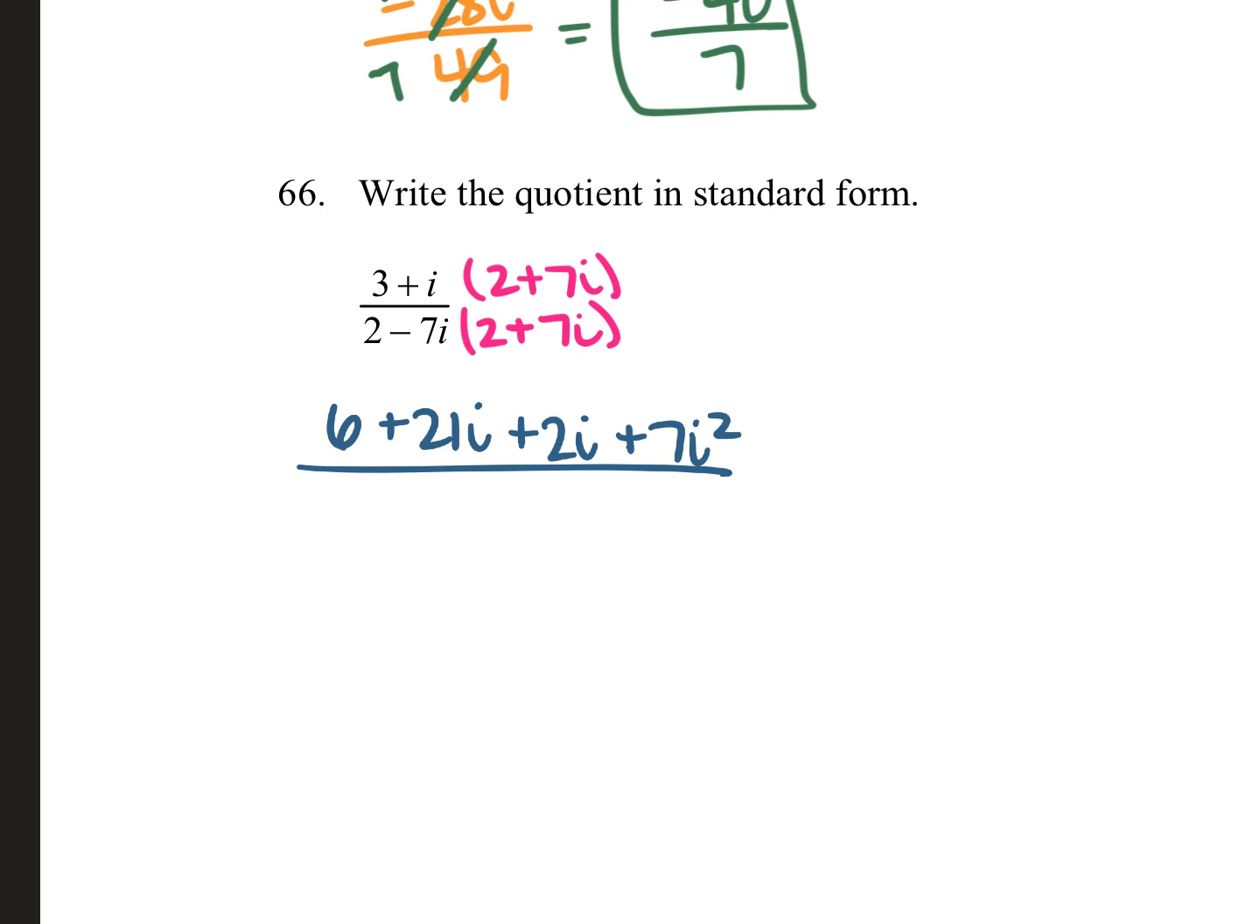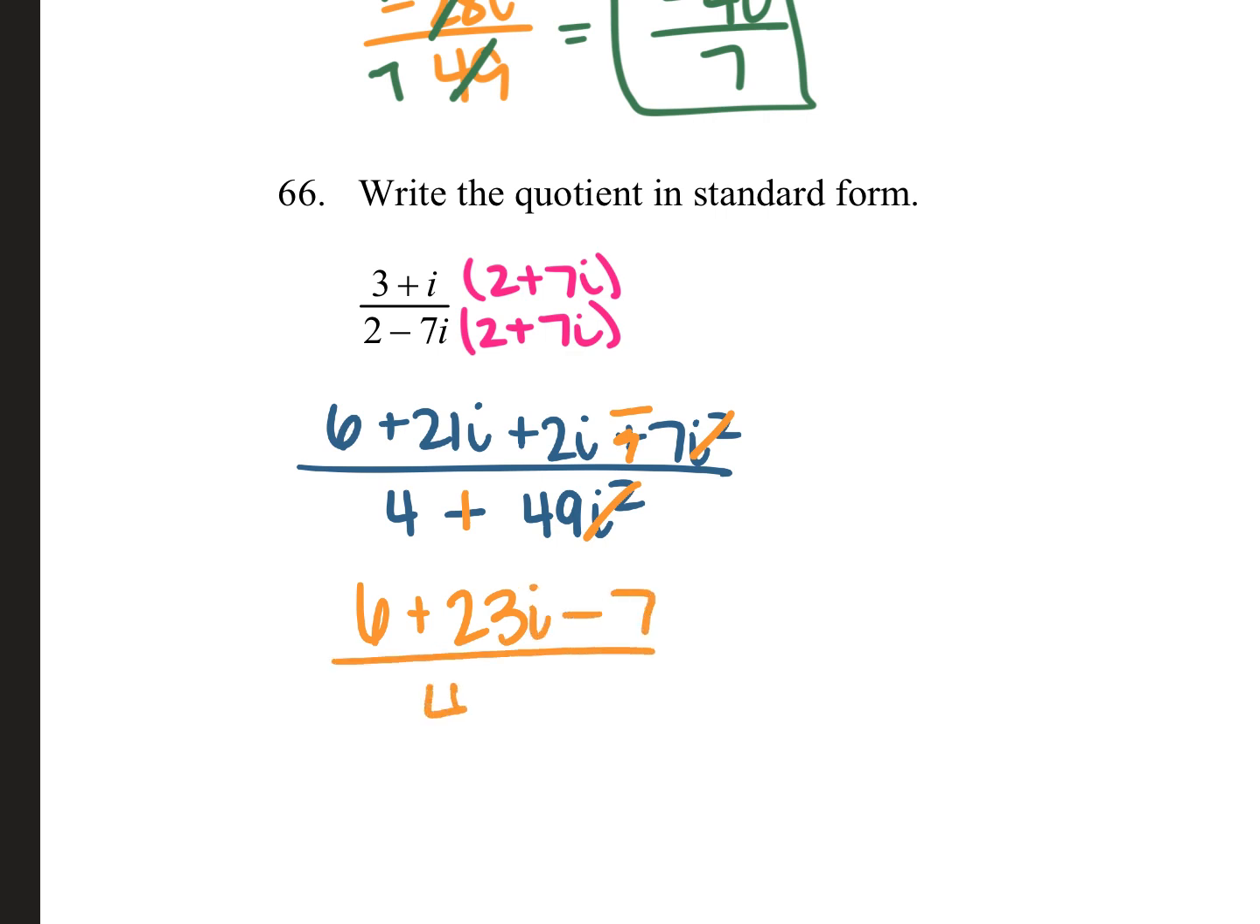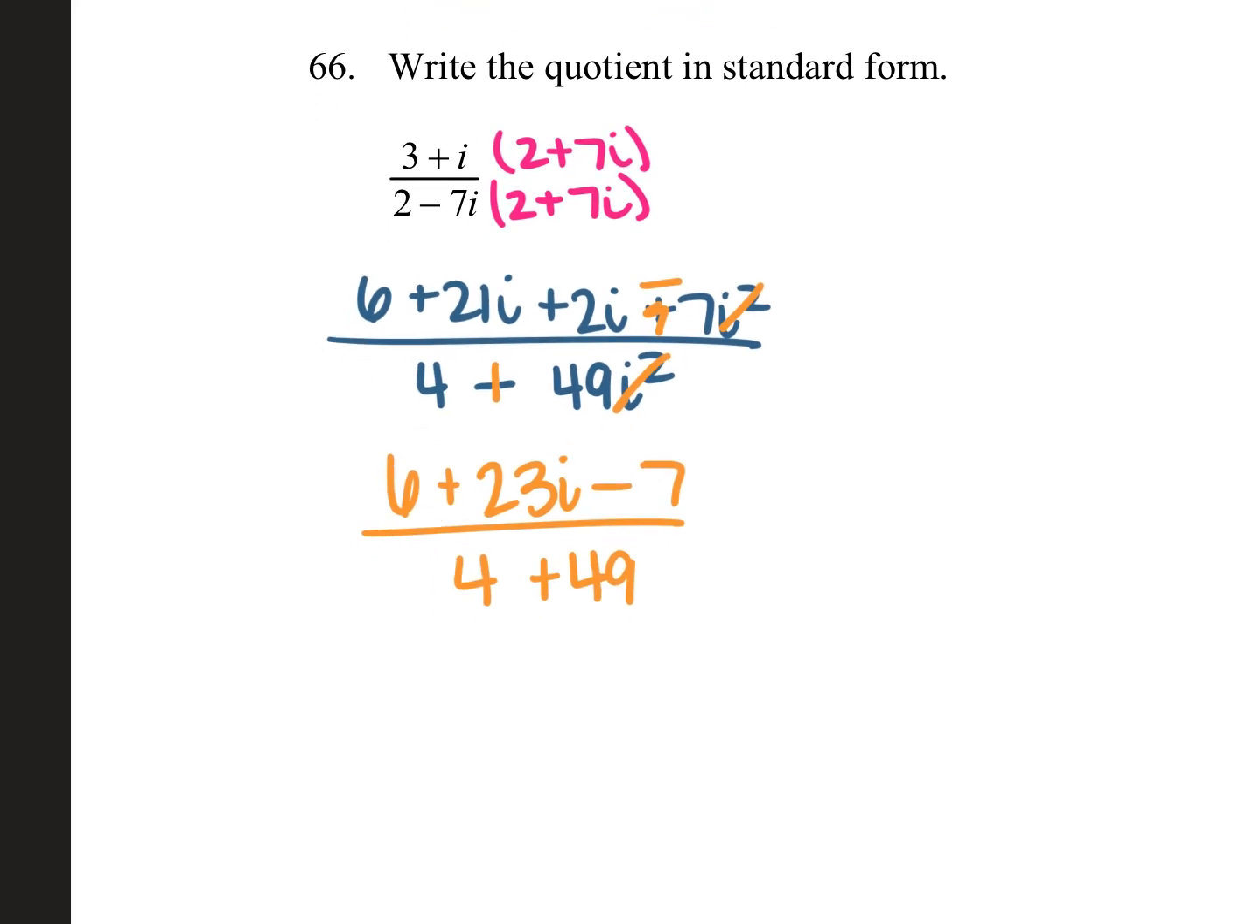On the bottom, you have 2 times 2, which is 4. Then difference of squares here. So 7i times 7i is 49i squared. Again, those i squared are going to change the sign in front of the number that it's attached to. So we have up top 6 plus 21i plus 2i, which is 23i, minus 7, over on the bottom 4 plus 49. This all simplifies to give us negative 1 plus 23i over 53.